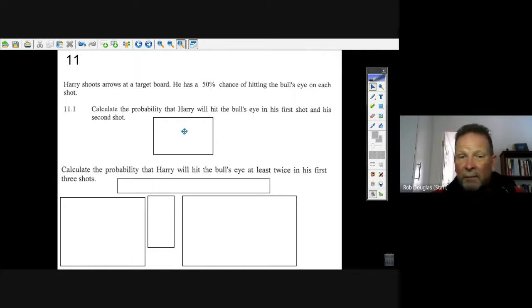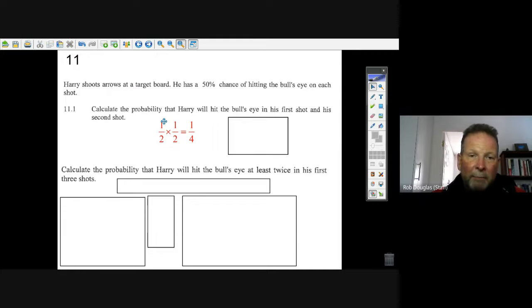Well, that's just very simple. I don't need a diagram for that or anything. 50% means 1 out of 2. And if you want to find the chance of two things happening in a row, you just multiply them together. So that's my answer. A half times a half is a quarter.